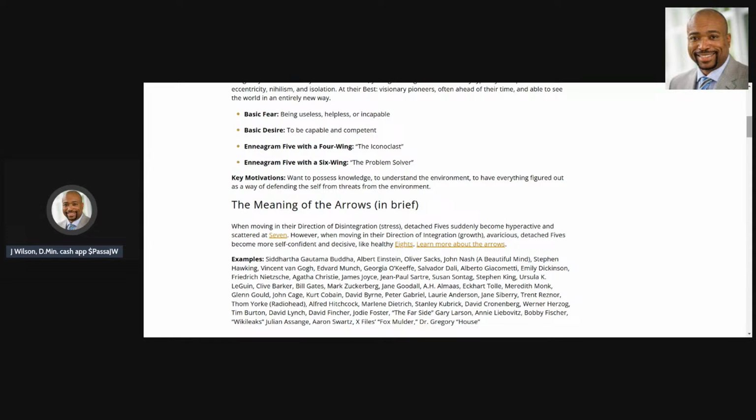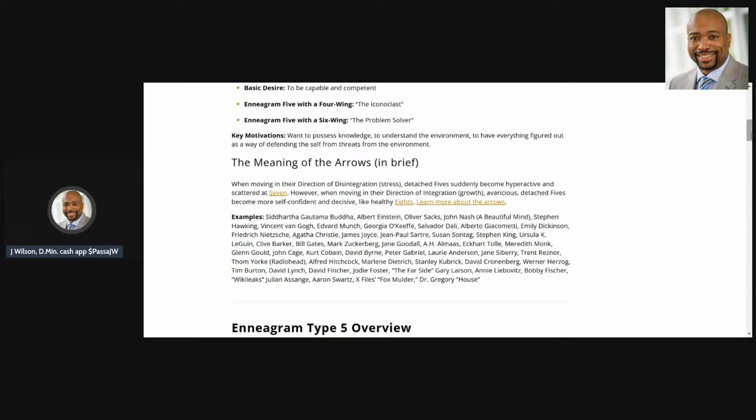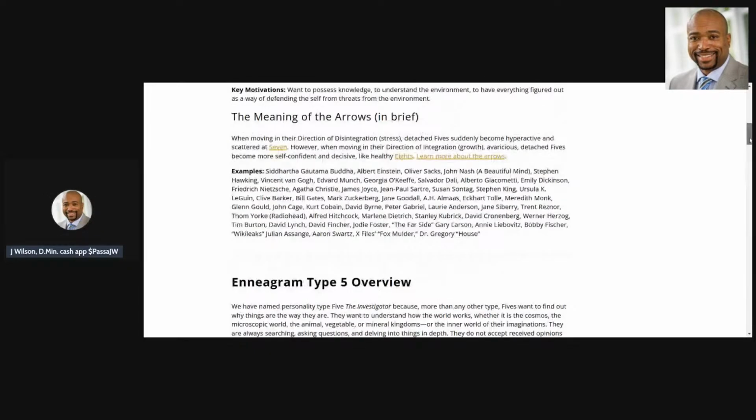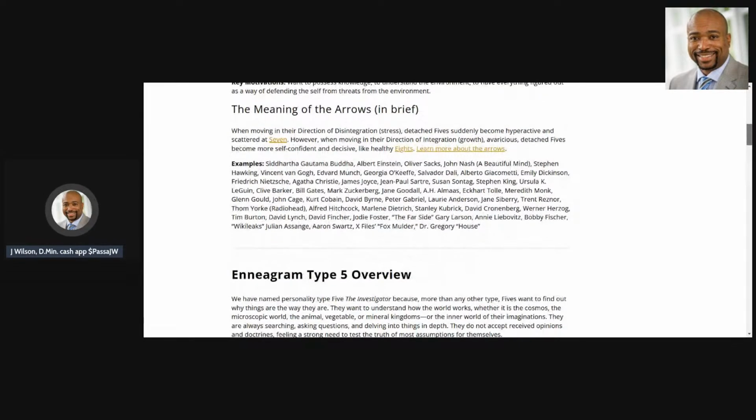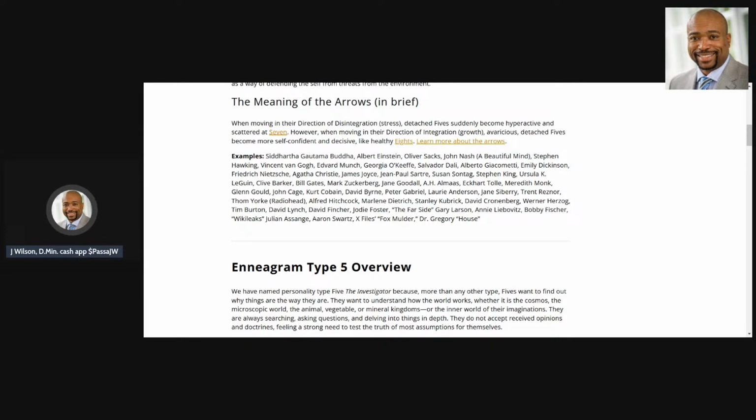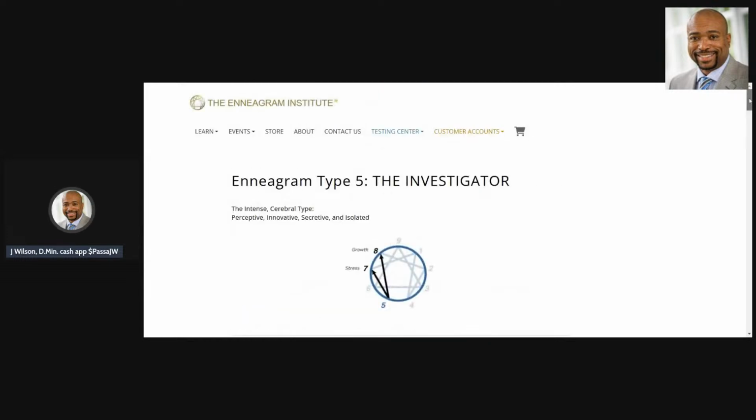Their key motivations: they want to possess knowledge, to understand the environment, to have everything figured out as a way of defending the self from threats from the environment. They want to know all of the stuff. They're involved in a lot of conspiracy theories. They are curious or suspicious of flu shots and fluoride in the water. I mean, because they want to have the knowledge so they're not hurt. Okay? Let's look at some of the people. Georgia O'Keeffe, Salvador Dali. So there are a lot of people, if you can see, all here that are examples of the investigator.